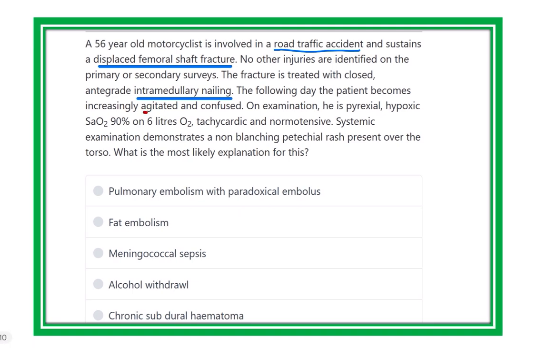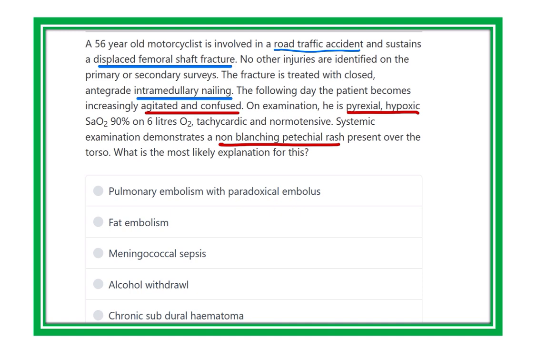On examination, he is pyrexial and hypoxic, with oxygen saturation of 90% on 6 liters of oxygen, tachycardia and normotension. Systemic examination demonstrates a non-blanching petechial rash over the torso. What is the most likely explanation of this cause?